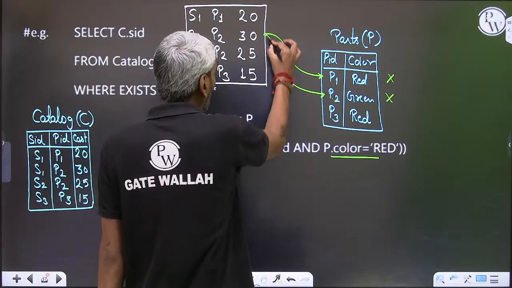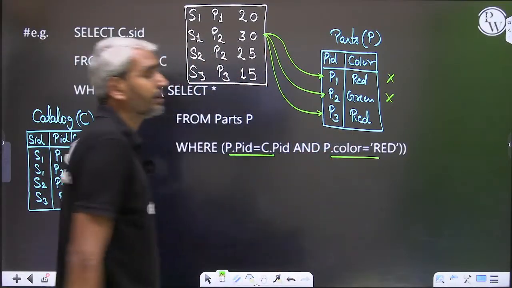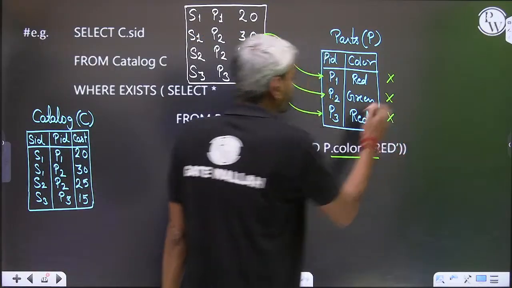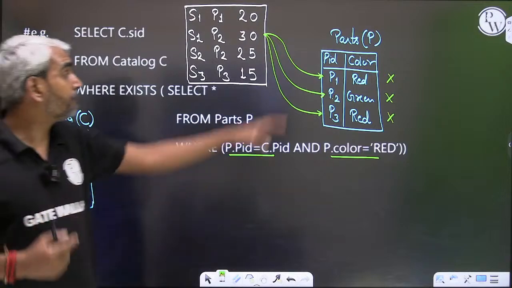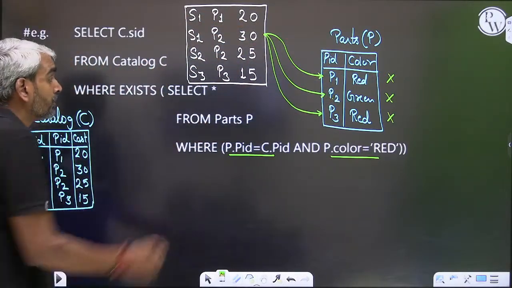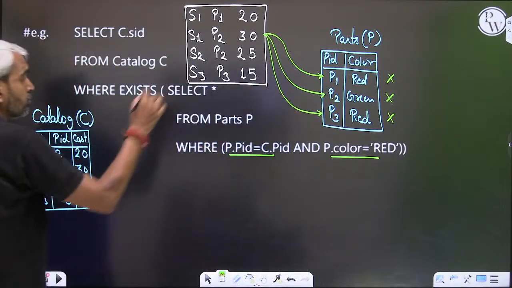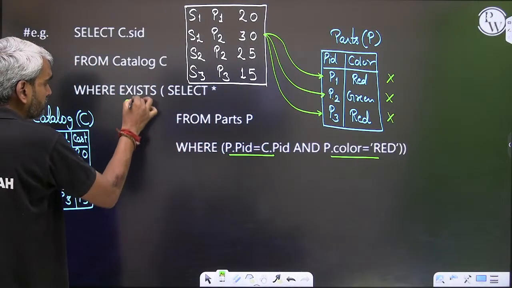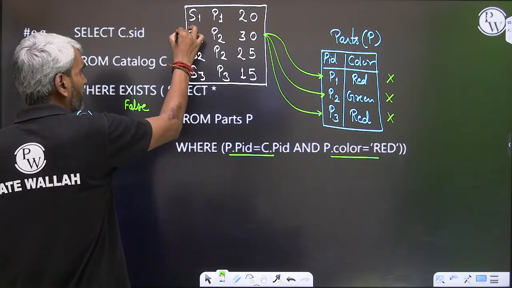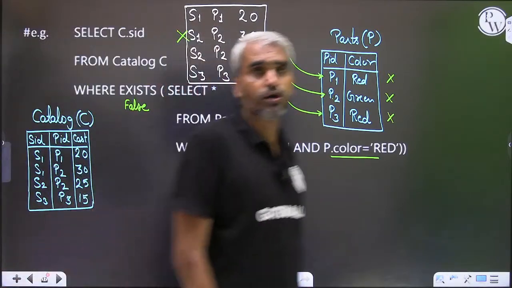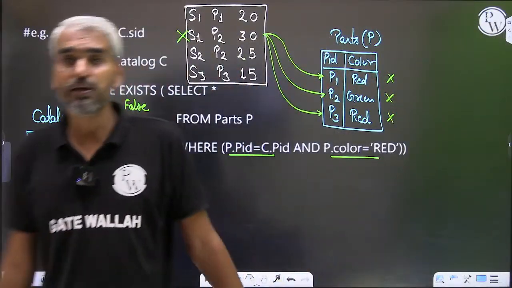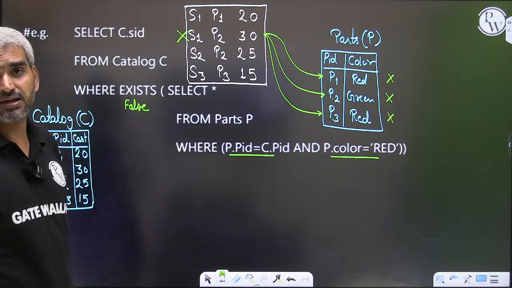Then with the second tuple of the catalog table, we'll go to the third tuple of the part table. PID is P2 here, PID is P3. Therefore, the first condition is false. So none of the tuples of the part table is selected with respect to the second tuple of catalog. Therefore, the inner query result is empty with respect to the second tuple and exist will return false. When the inner query result is empty, exist will return false and this particular tuple of the catalog table will not be selected. Therefore, the SID of the second tuple of the catalog table will not be present in the output.